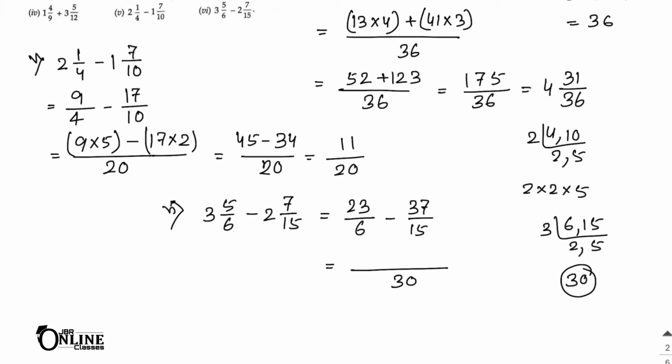So 23 into 5, it becomes 115. And 15 2s are 30. So 37 into 2, it becomes 74. Now if you subtract 74 from 115, you will get here 41 by 30. Okay, and that one equals 1 whole 11 by 30 as your final answer.